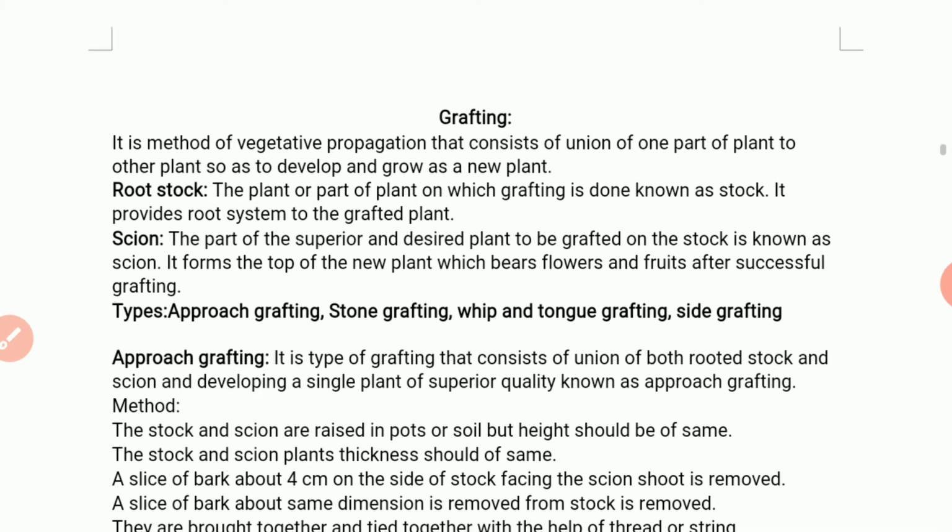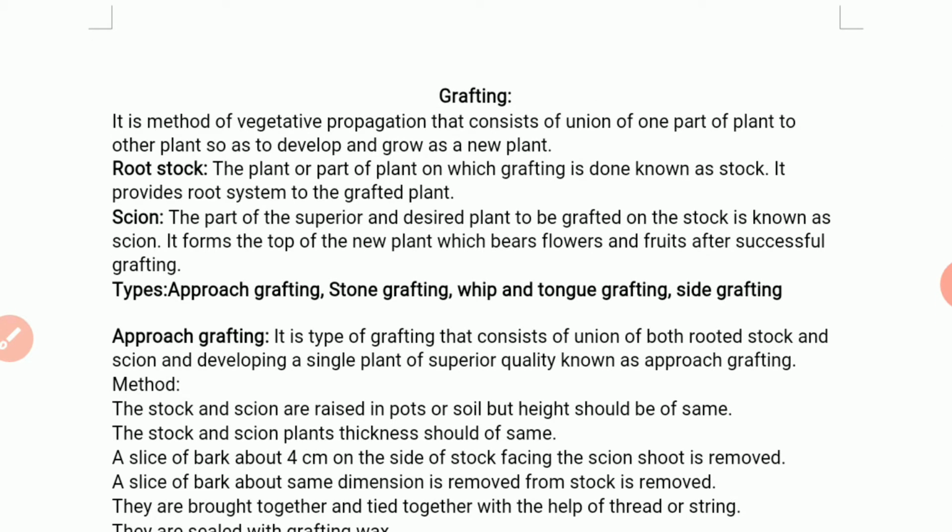Let's see rootstock, the plant or part of plant on which grafting is done, known as stalk. It provides a root system to the grafted plant. Scion, the part of the superior and desired plant to be grafted on the stalk, is known as scion. It forms the top of the new plant which bears flowers and fruits after successful grafting. Grafting is again divided into approach grafting, stone grafting, whip and tongue grafting, and last one is side grafting.